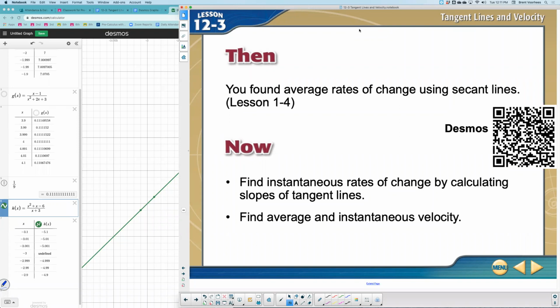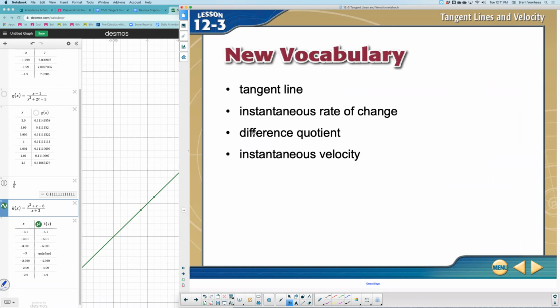All right, now we said in lesson 12.3, we're going to look at tangent lines and velocity. If you want your Desmos calculators, I was just using a blank one, but you could scan that QR code and get right there. So some words we'll get are tangent line, instantaneous rate of change, difference quotient, and instantaneous velocity today. The tangent line, I want to talk about that first.